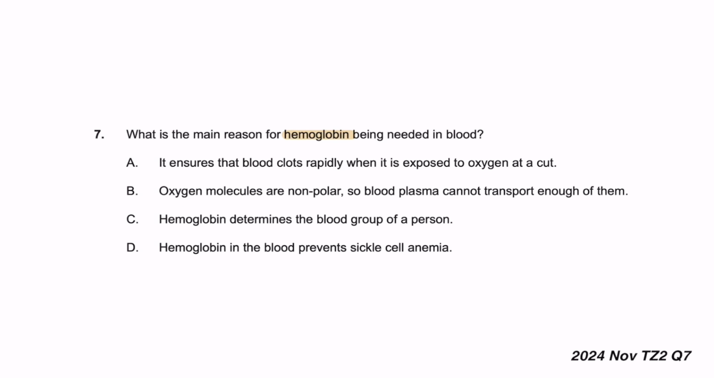Hemoglobin is a protein in red blood cells to carry oxygen. Blood contains water, so blood is a transport medium for polar substances such as glucose, amino acids, and ions. However, oxygen is nonpolar, so it would be better to have a specific molecule to carry oxygen in the blood.